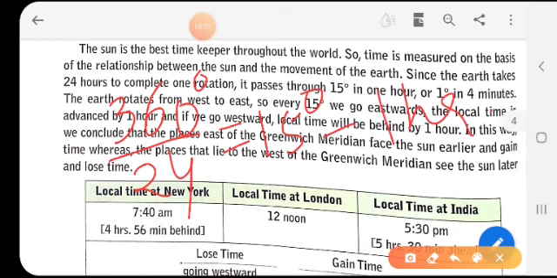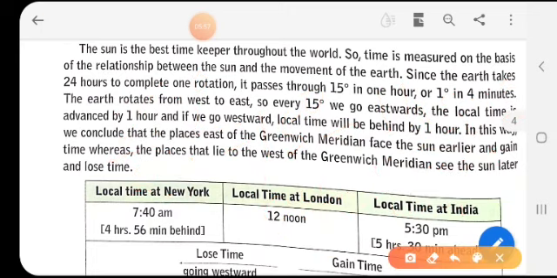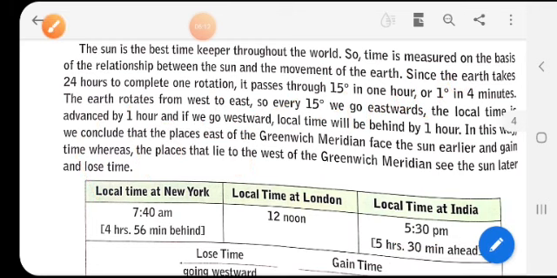Right? Now we'll calculate how much time 1 degree takes. So we'll convert this hour into minutes by multiplying by 60. When 60 is divided by 15, we get 4 minutes. That means every 1 degree of longitude has a time difference of 4 minutes. So this is how we get the time. Let's move forward.